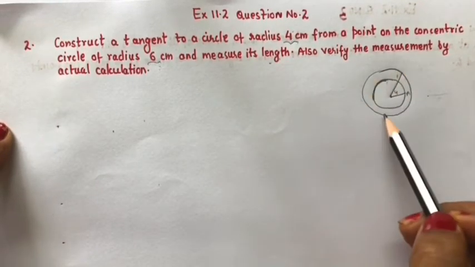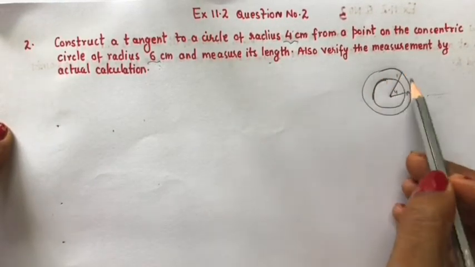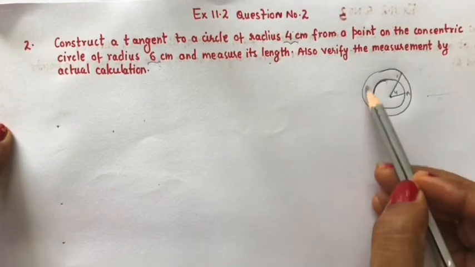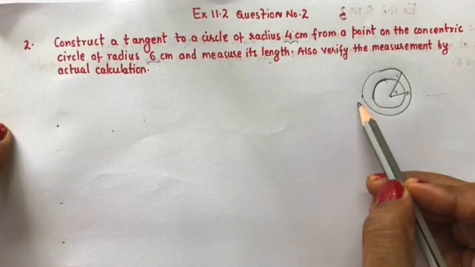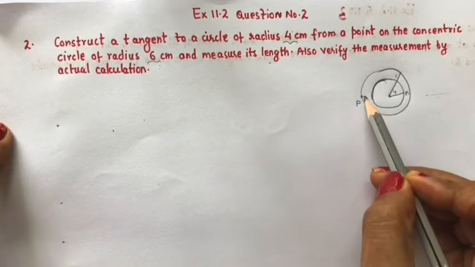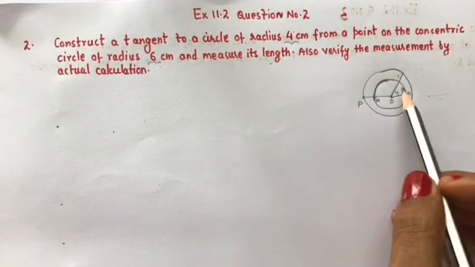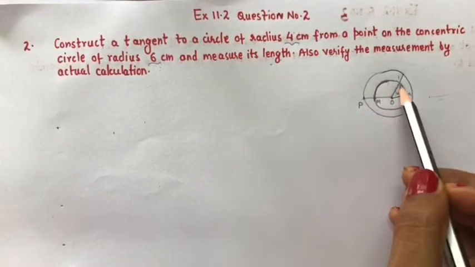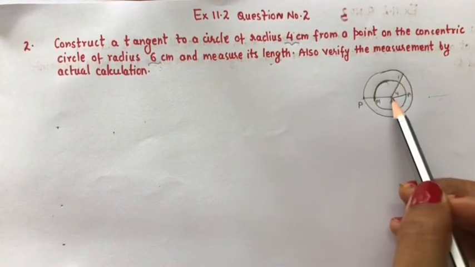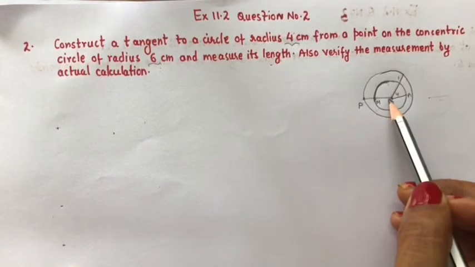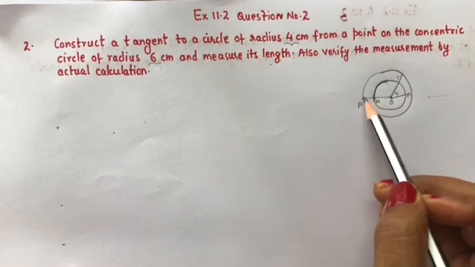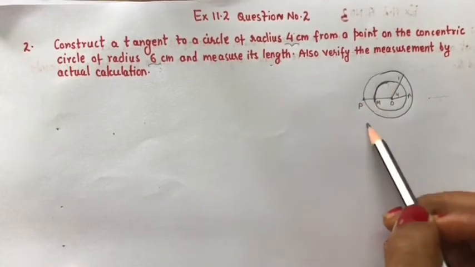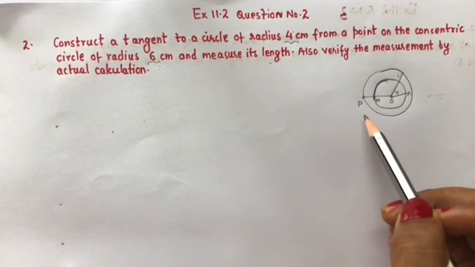So we can select any point anywhere on the circle. I just take it here. What would be the next step? Next step would be join it. So first draw a circle of 4 centimeter and then a 6 centimeter radius, then locate any one point on the outer circle, and from there we have to draw the tangents, right? So we shall start with the construction.